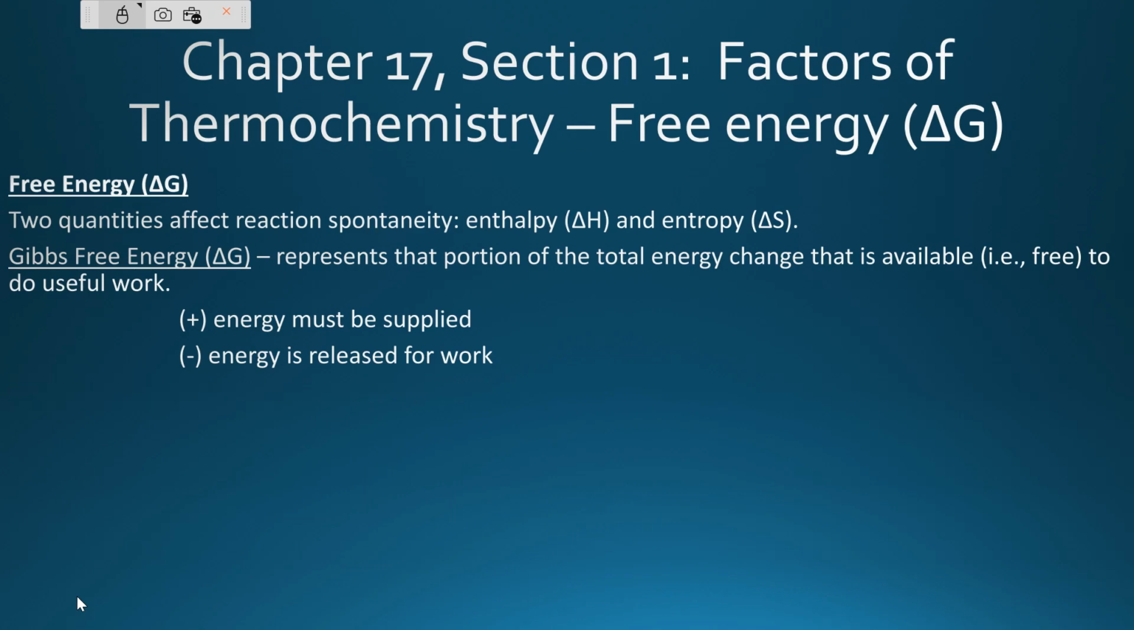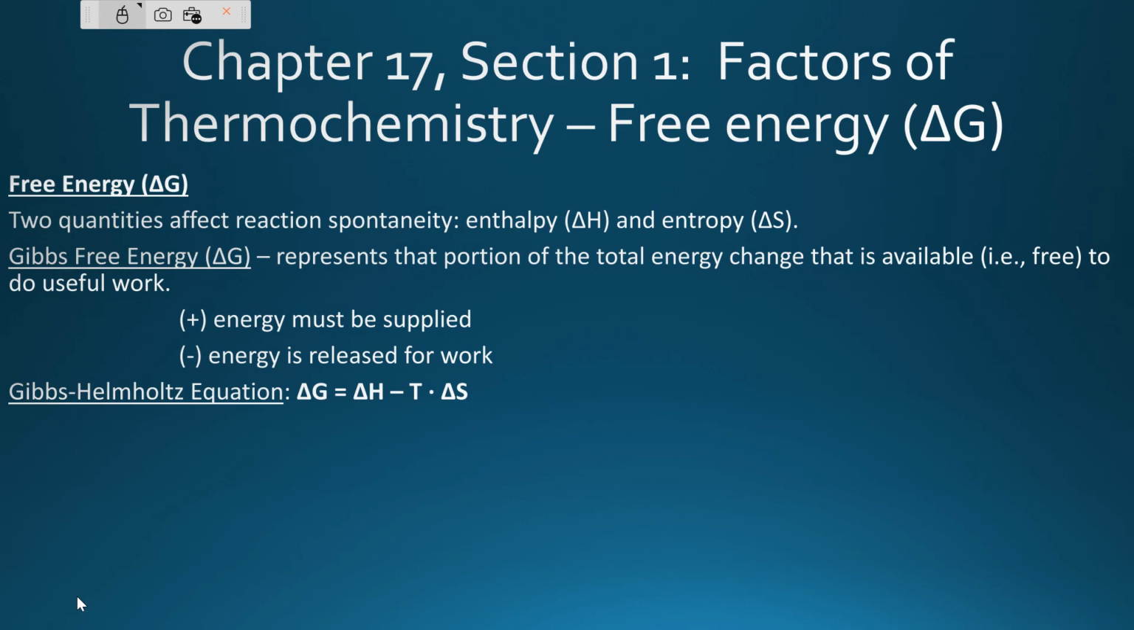If I have a positive Gibbs free energy, energy must be supplied. It's endothermic. And if I have a negative Gibbs free energy, it's released for work. That's going to be a product. That's exothermic. Now just keep those things in mind, and then we take a look at all of those things together. All three of those factors is how we do this.